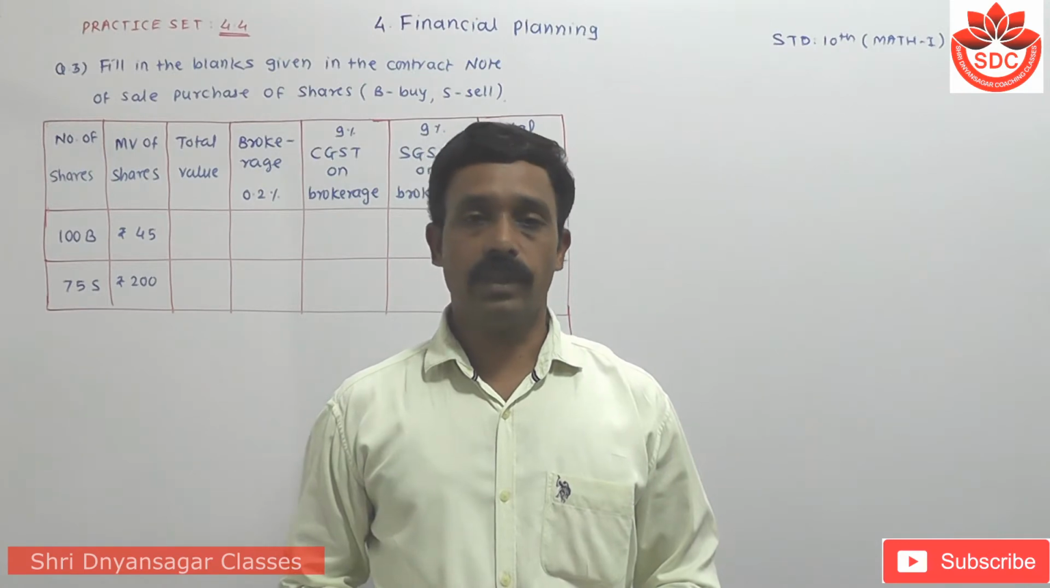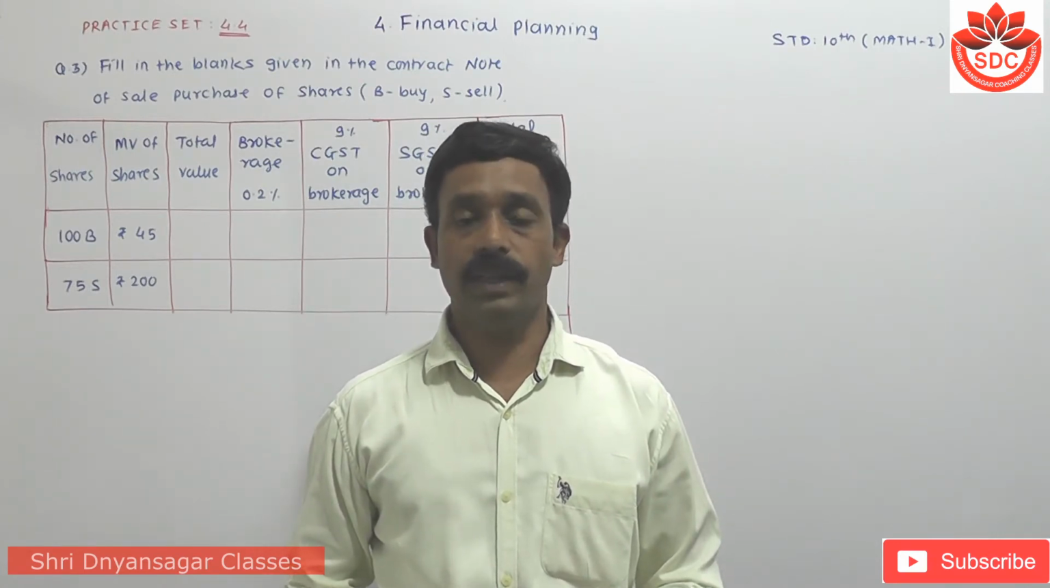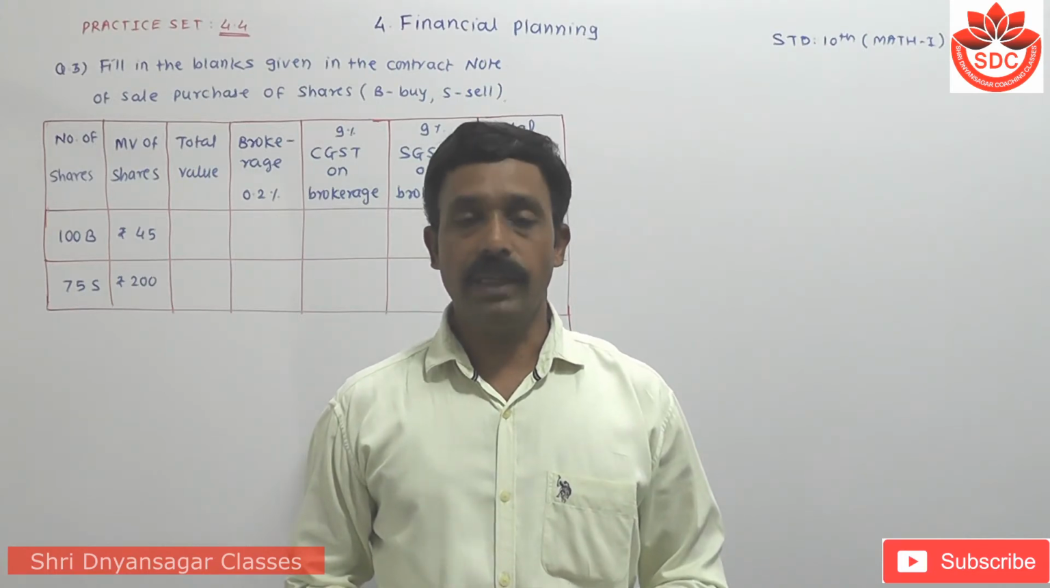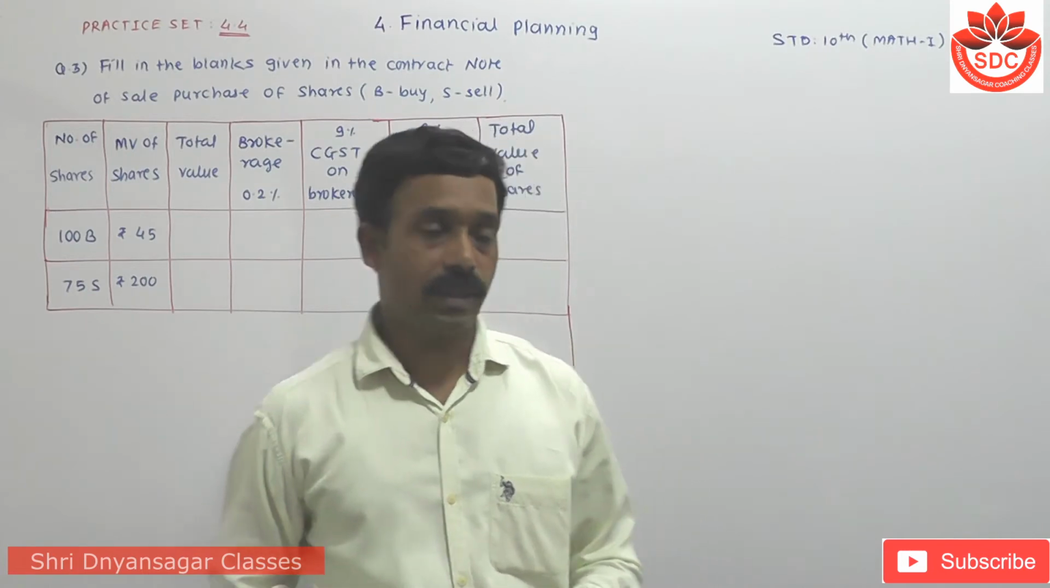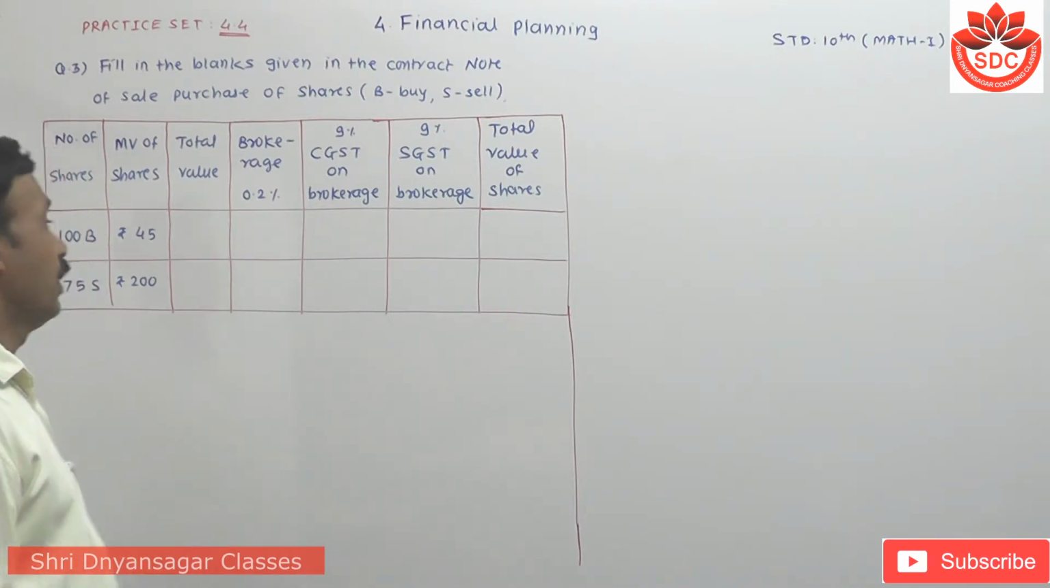Students, today we discuss the next examples of Practice Set 4.4 of the chapter Financial Planning, Mathematics, 10th Standard. The next question, number 3, is: fill in the blanks given in the contract note on sale and purchase of shares, B for buy and S for sell.